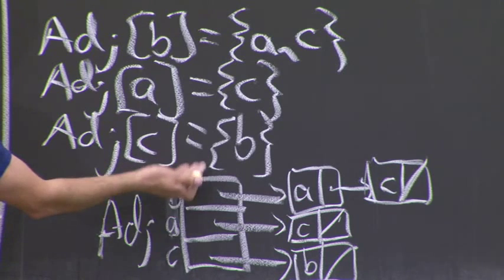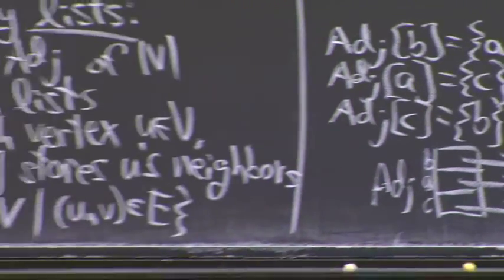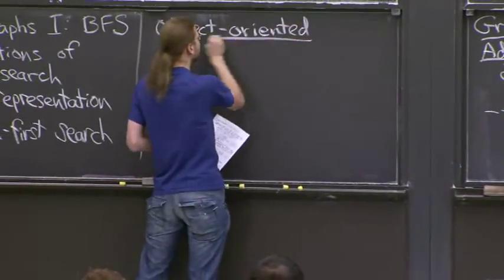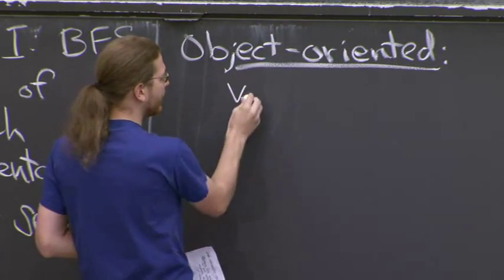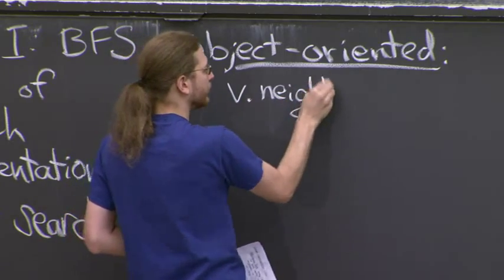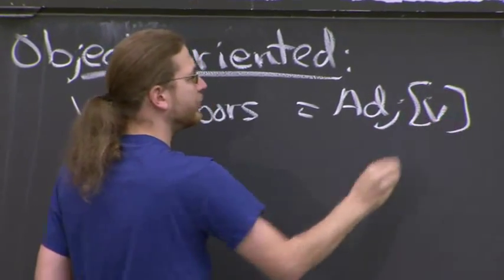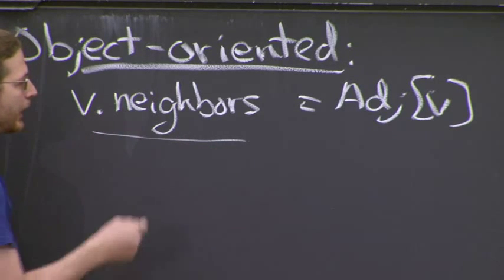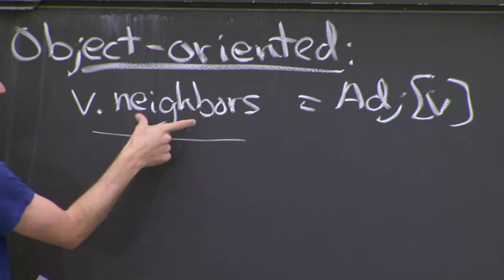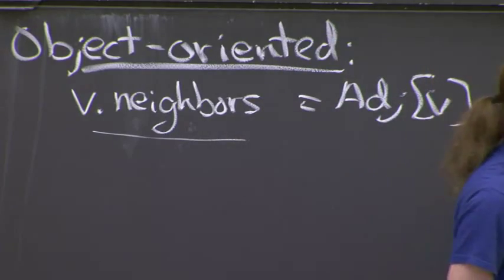This might be a hash table instead of an array if you have weirder vertices. You can also do it in a more object-oriented fashion. For every vertex v, you could make the vertices objects, and v.neighbors could store what we're defining over there to be ADJ of v. This would be the more object-oriented way to do it. I've thought a lot about this, and I like this, and usually when I implement graphs, this is what I do.